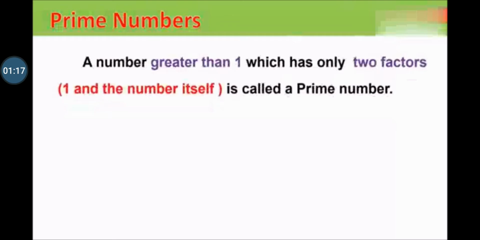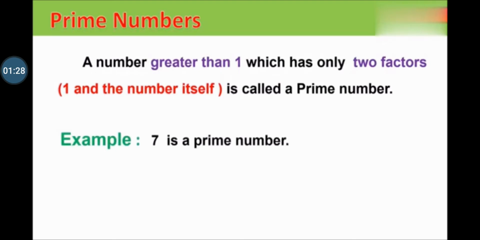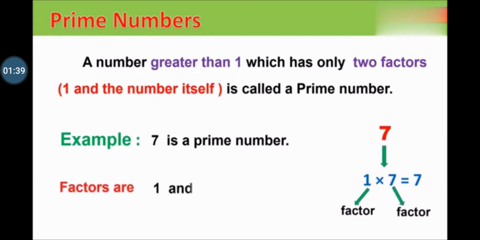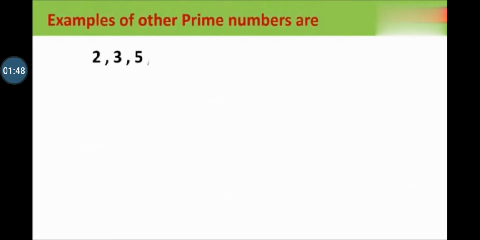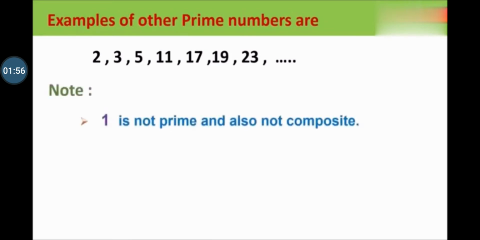As we know that prime numbers are a number greater than 1 which has only two factors, number 1 and itself, is called a prime number. For example, 7 is a prime number because 7 has only 1 and 7 as factors. It comes only in the table of 1 and 7. So any number that has only two factors, they are called prime numbers. So let's have some examples of other prime numbers. They are 2, 3, 5, 11, 17, 19, 23.